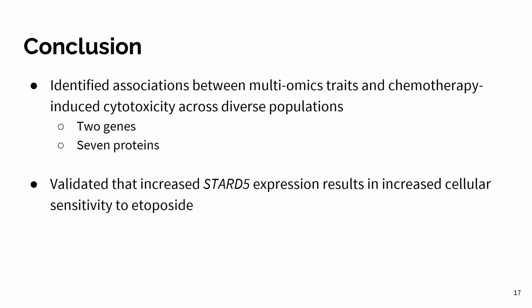So in conclusion, we identified associations between multi-omics traits and chemotherapy-induced cytotoxicity across our diverse populations, and we identified 2 significant genes and 7 significant proteins. And we were also able to validate our most significant gene hit, STRD5, using gene knockdown experiments. So we were able to demonstrate that what we found computationally was able to be replicated in these knockdown experiments.